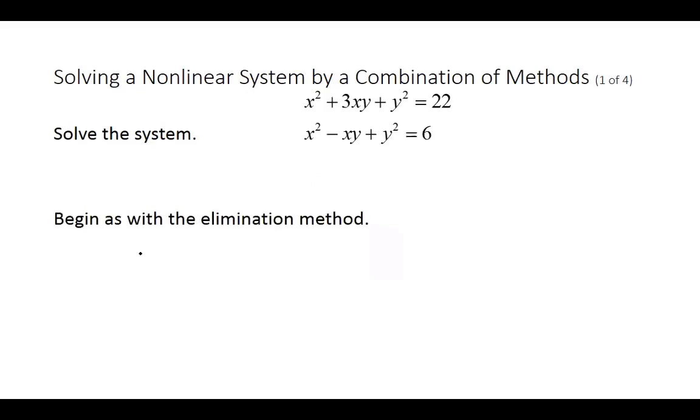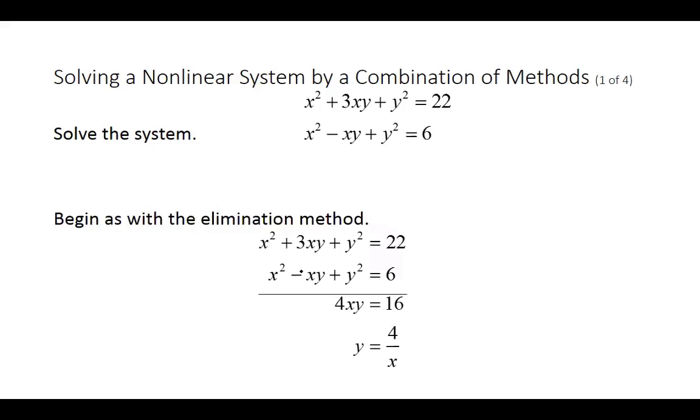So we can begin as with the elimination method. In this case, we can multiply the bottom row by -1. As you can see, x squared cancels, y squared cancels. If I multiply the bottom row by -1, you can see I get minus x squared here, plus xy here, minus y squared, minus 6. So now if I add these, x squared and y squared cancel, you get 3xy plus 1xy gives you 4xy. And then you get 22 minus 6 would be 16.